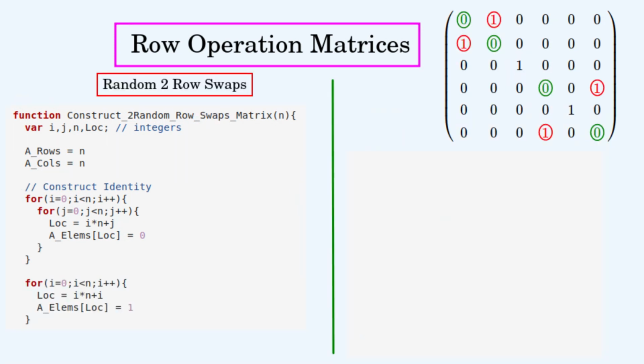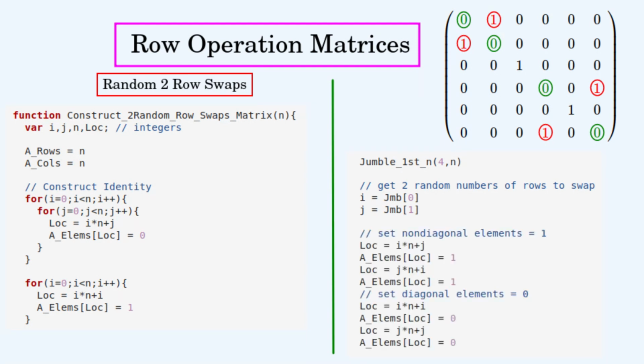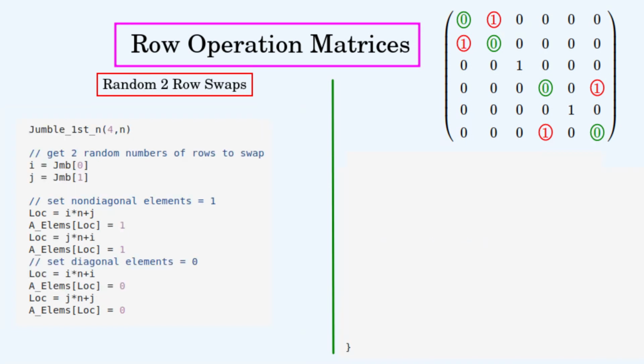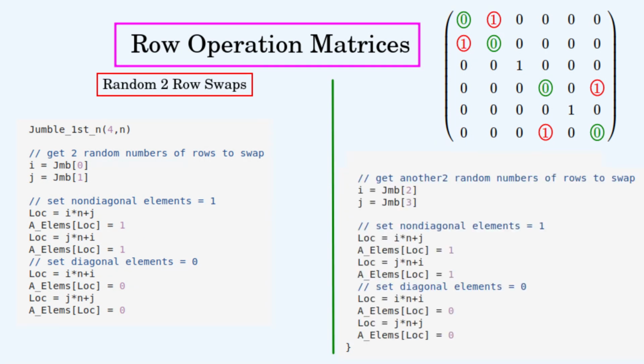So now to look at a function that can generate two different row swaps. We'll construct the identity matrix like before. We'll jumble up the first four diagonal entries. We'll get the first two entries from this list that are random and guaranteed to be different. Then we'll actually change the entries from 0 to 1 and 1 to 0 so as to perform a row swap operation. I'll just move this code over to the other side. Then we'll get the next two numbers from this list and create another row swap in this matrix. All of these four numbers are from a jumbled list and are guaranteed to be different.